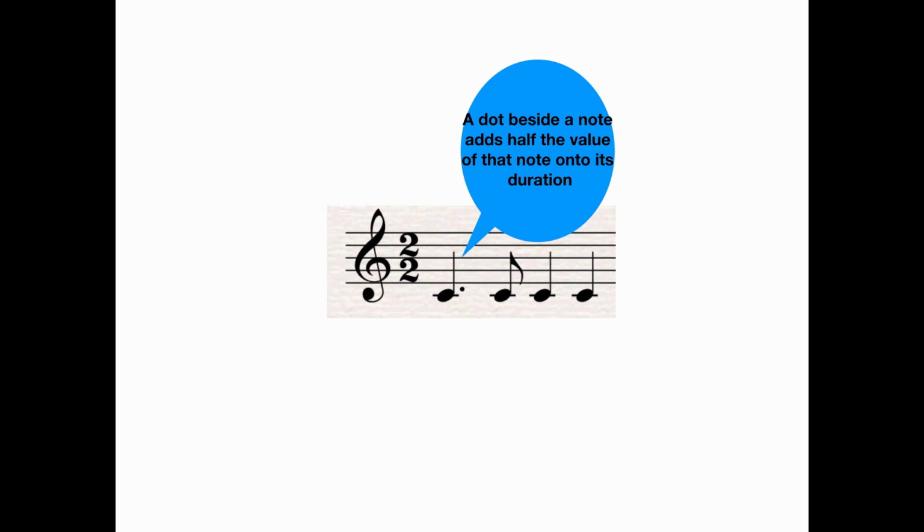I'm aware that we didn't discuss dotted note values in lesson 2. However, for now, just know that a dot beside a note adds half the value of that note onto its duration. So this crotchet, 1 crotchet beat, plus half a crotchet beat, which is a quaver, therefore this is 1.5 crotchet beats. Again, the sum total of the note duration of this bar is equal to that of 2 minims.